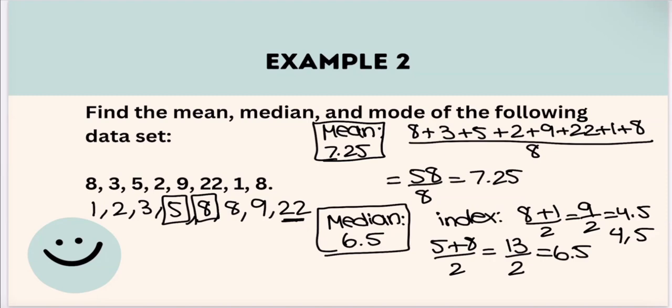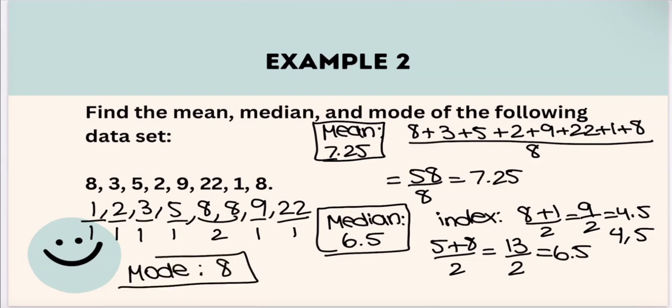All right, and then our last one is the mode. So which number appears most often? Well, 1 appears only once, 2 appears once, 3 appears once, 5 appears once, 8 appears twice, 9 appears once, and 22 appears once. Therefore, the mode, in this case, is 8, because it is the number that occurs the most often. It's the only number that occurs twice. Every other number only appeared 1 time. And so there we go.